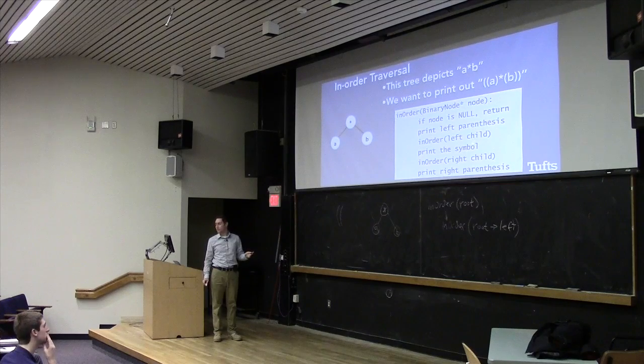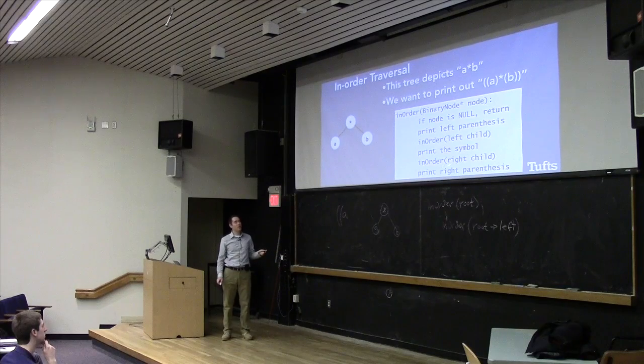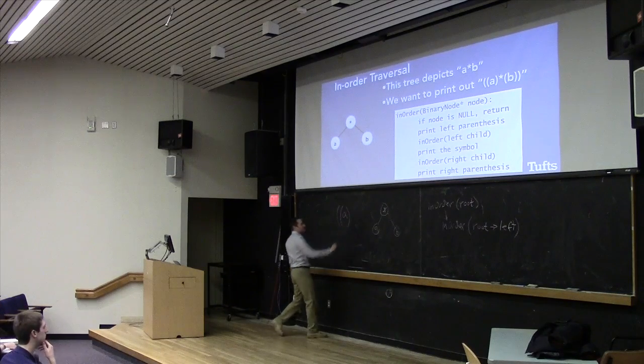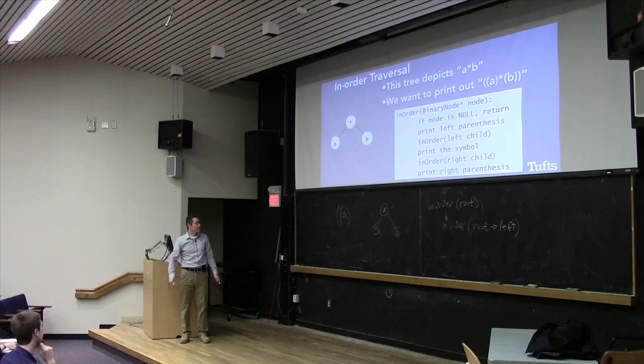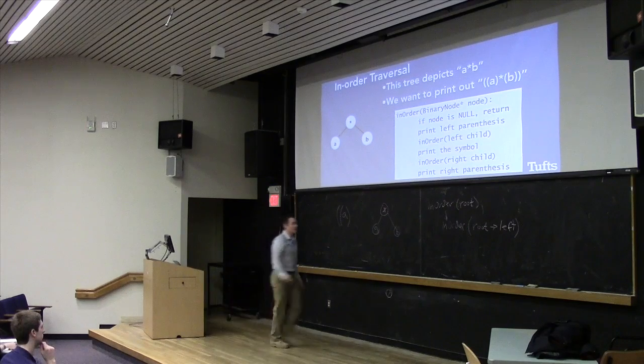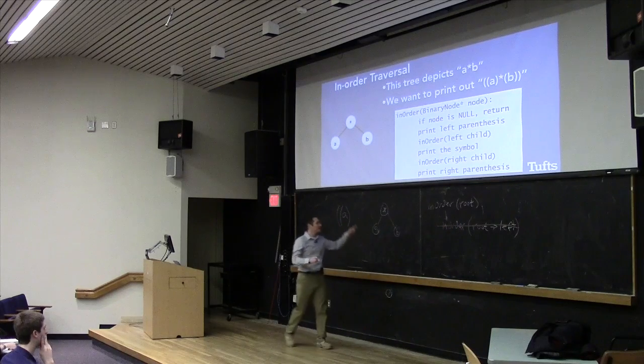Then we print the symbol, A. Then we try in order right child. A doesn't have a right child either, because remember we're down here, but it's going to go there anyway. It's going to find out that it's null and return. So in A, we end up right here, and it says print right parenthesis. So far, so good. Now we've finished A. We are done with this one right here.